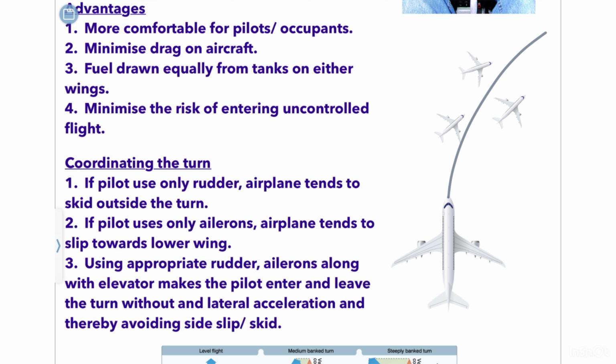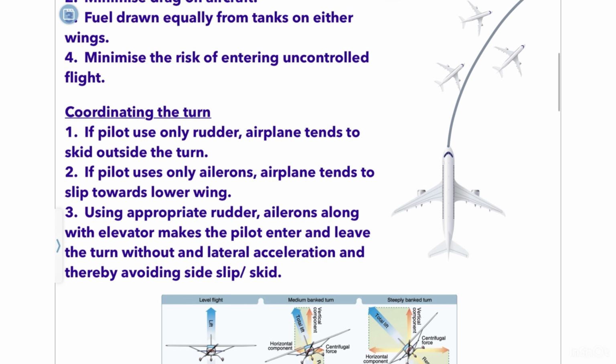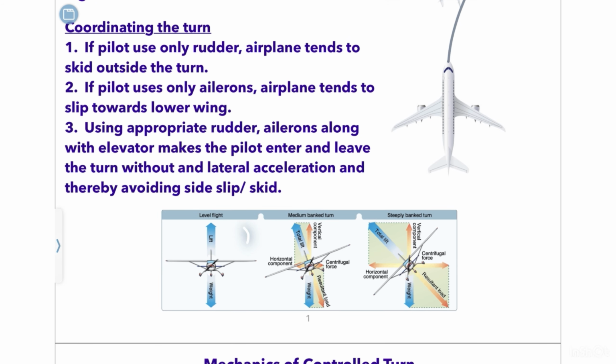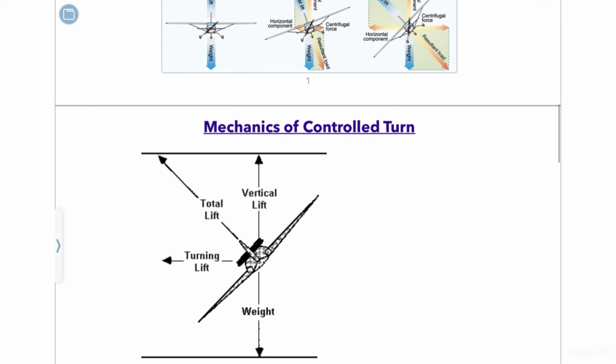So I hope you understood this part. This is the theory part, and this is the figure. As you can see, in level flight the lift and weight are both equal. There is no turn. As the aircraft gets into the turn, with the banking of the aircraft, the components change. So we'll be discussing the mechanics of the coordinated turn now.